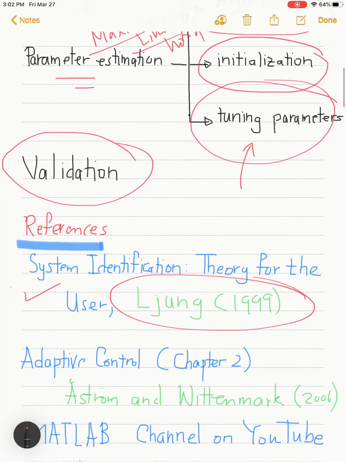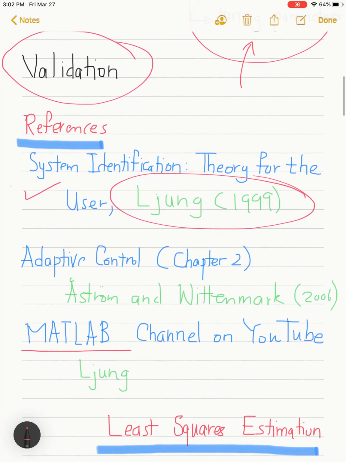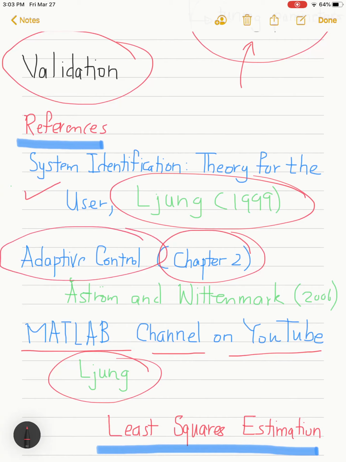That's why I recommend that you go to the MATLAB channel on YouTube and search for system identification. You'll find a series of videos on system identification by Liang that gives a good understanding of the basics of the process of system identification. However, in my lecture here, I'm going to depend on Chapter 2 from the textbook Adaptive Control by Åström and Wittenmark, because this summarizes the basic ideas that we need for adaptive control design.